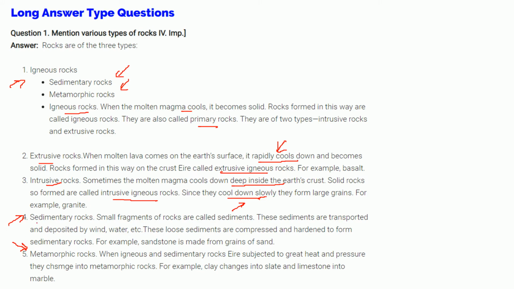Then we have sedimentary rock, the second category of rock. Small fragments of rocks are called sediments. These sediments are transported and deposited by wind and water. These loose sediments are compressed and hardened to form sedimentary rock. For instance, sandstone is made from grains of sand. Then we have metamorphic rocks. When igneous and sedimentary rocks are subjected to high heat and pressure, they change into metamorphic rocks. For instance, clay changes to slate, limestone changes to marble.